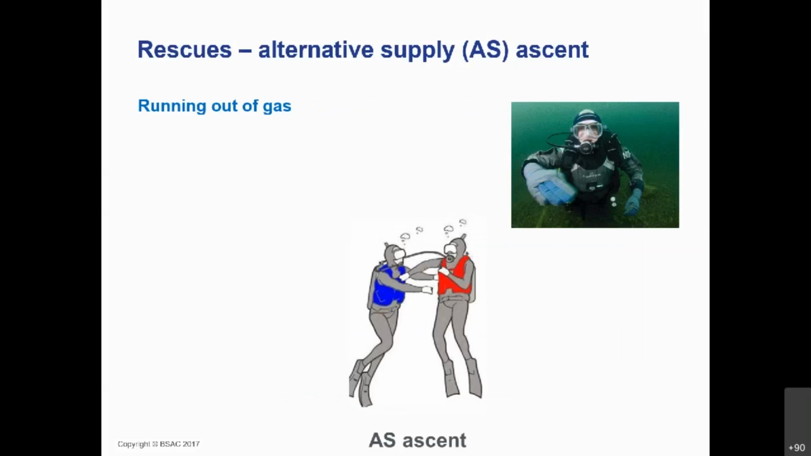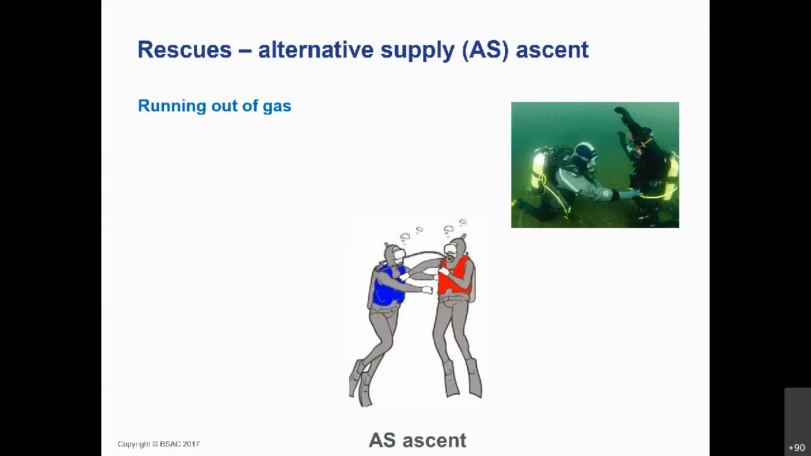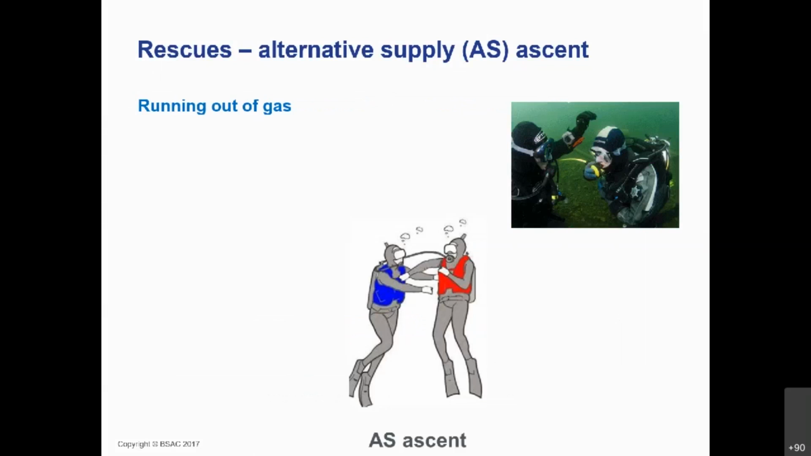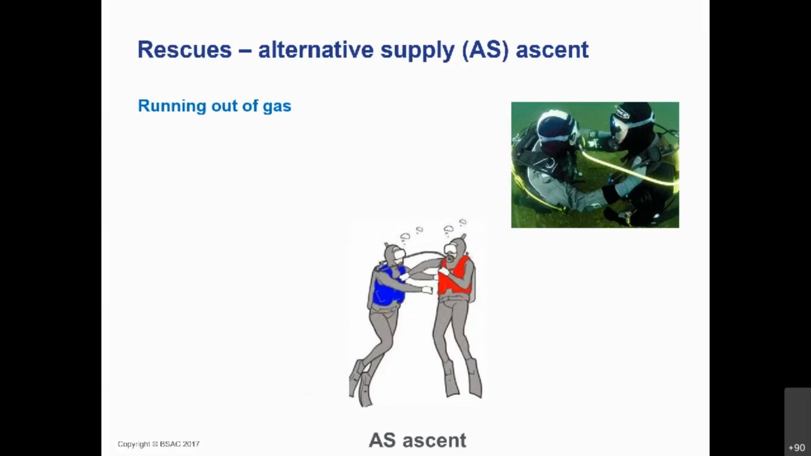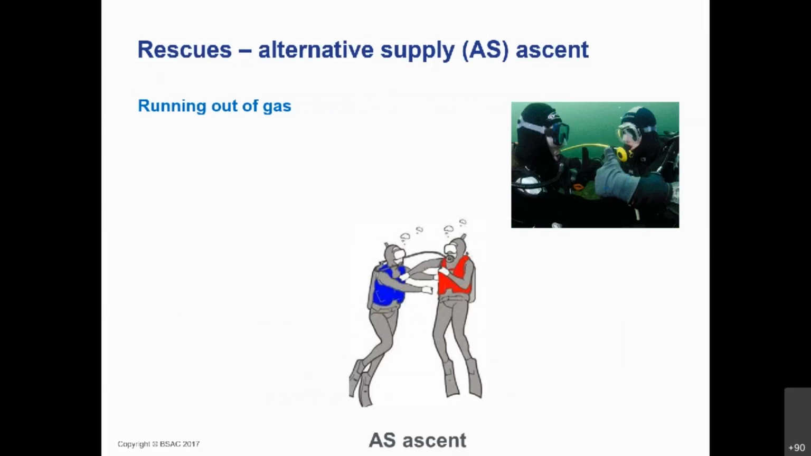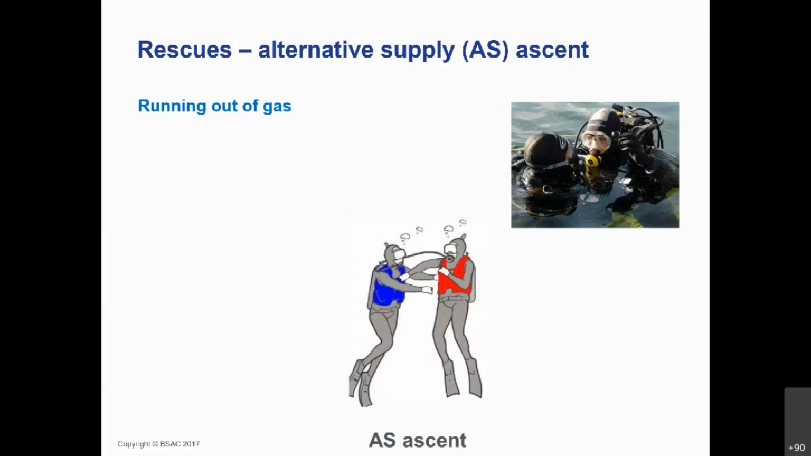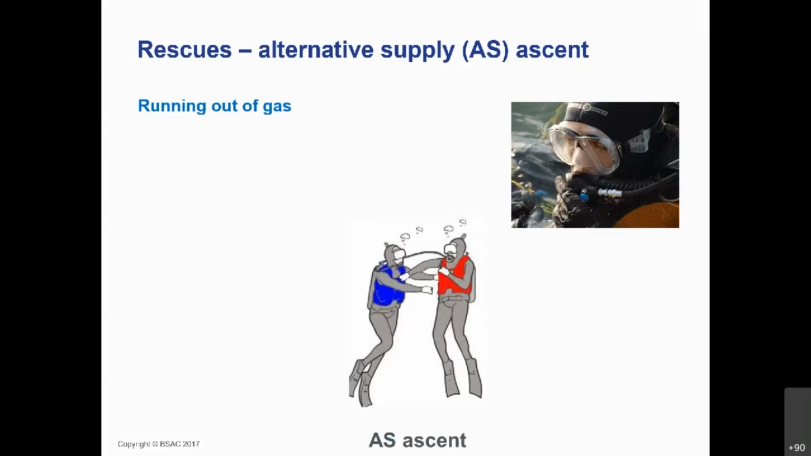Now, I'll start with the alternate source. Alternate source is a backup system. I'm old enough to remember buddy breathing in the training. I'm not old enough to remember when we were going diving without an octopus. But it's a backup system. It's part of the buddy system, and being able to use it is an important skill, right? And it sounds easy, but it does take a bit of practice.